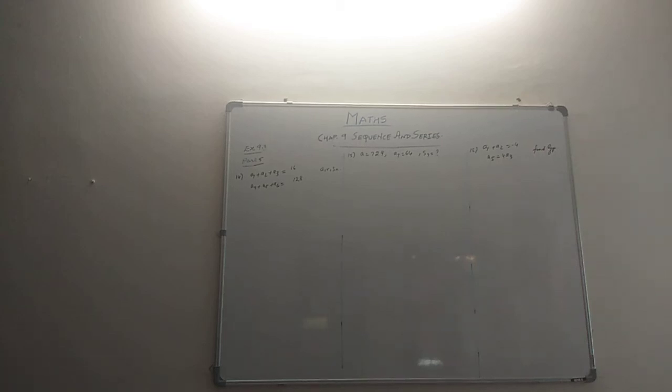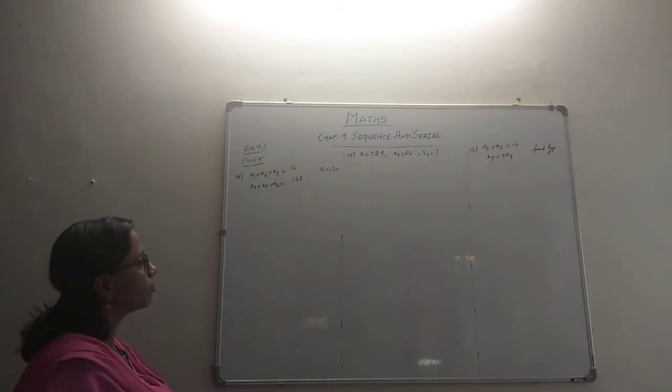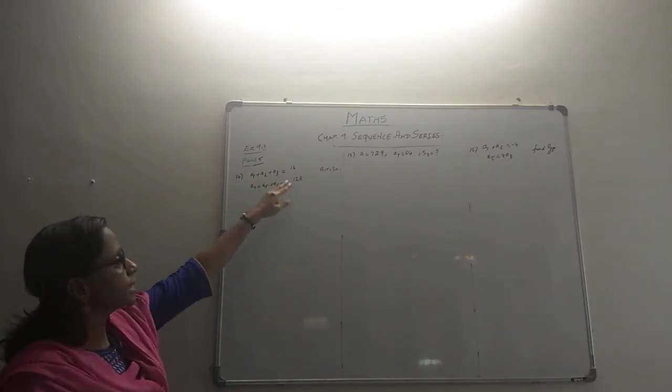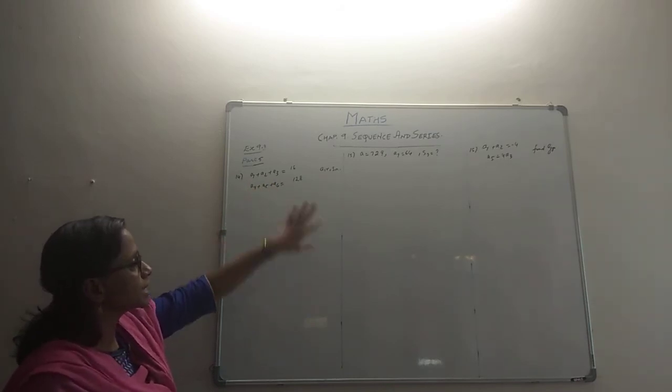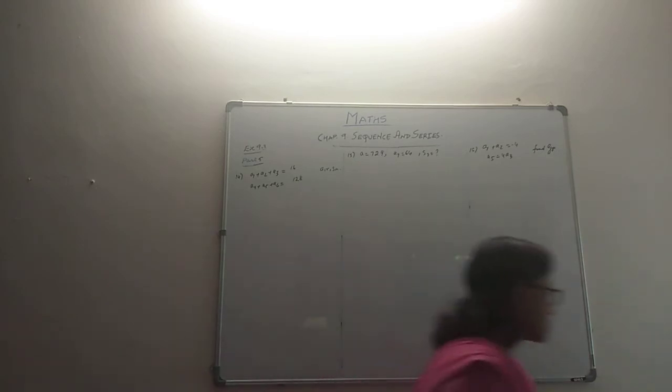Hello folks, we come to the part 5 video of the exercise 9.3 and we are taking the 14th problem. They are giving us certain terms that a1 plus a2 plus a3 is 16 and a4 plus a5 plus a6 is 128, and they ask us to find all that. So let's see how to go about doing it.